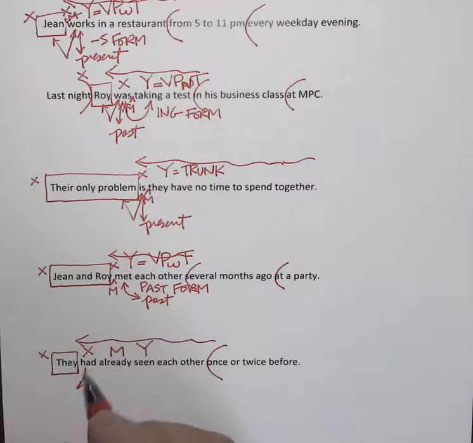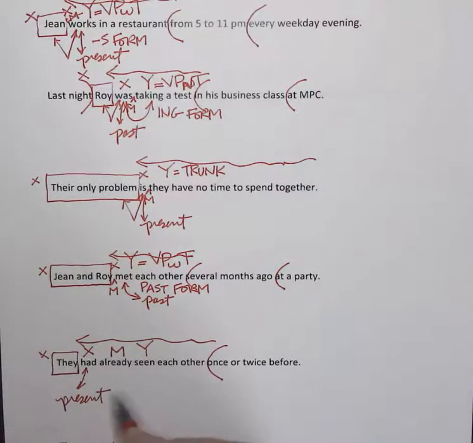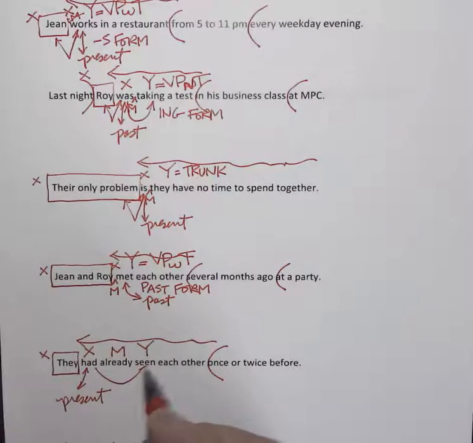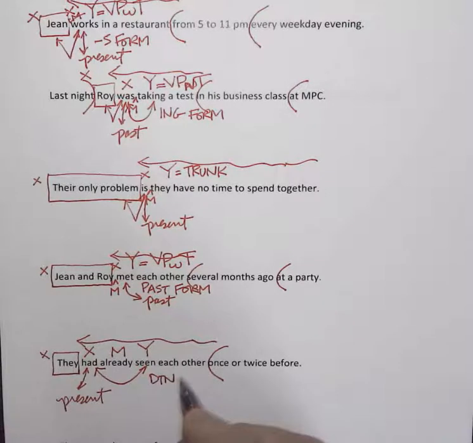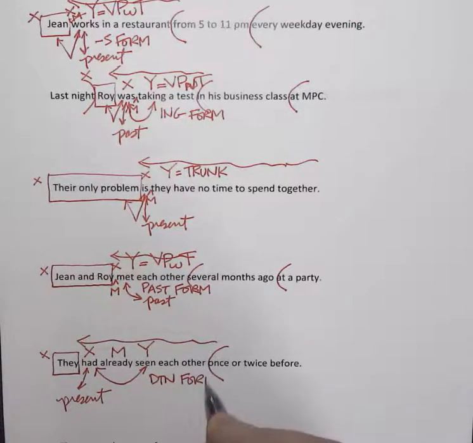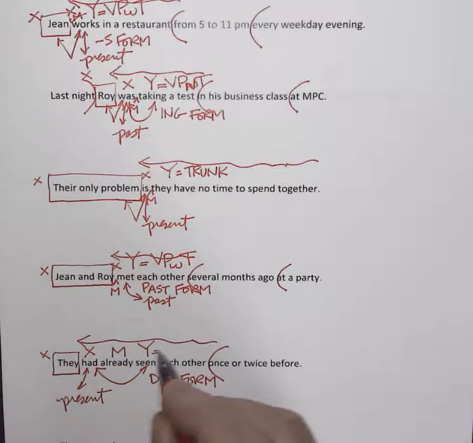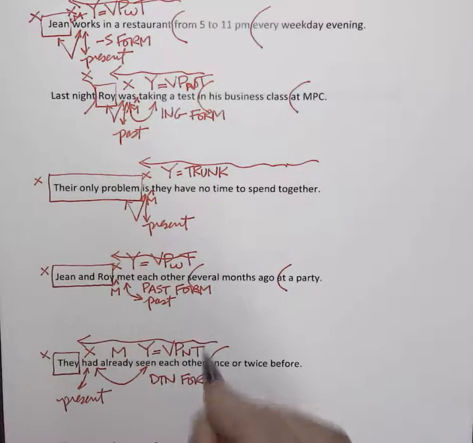Had ties with the present. Had ties with seen. That's the DTN form. And that makes Y a verb phrase, no time.